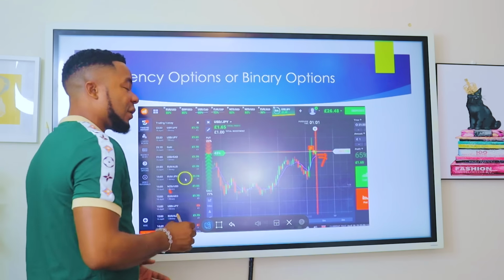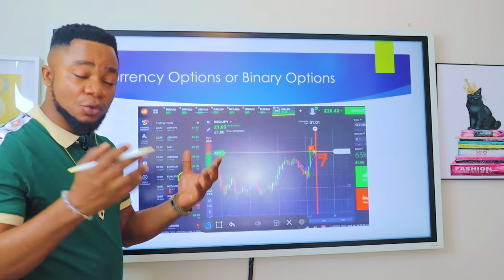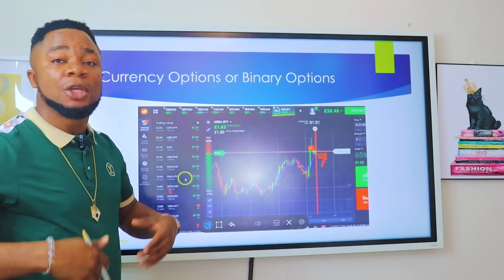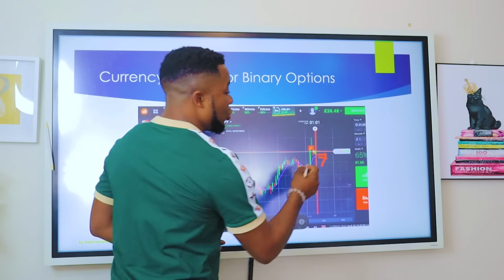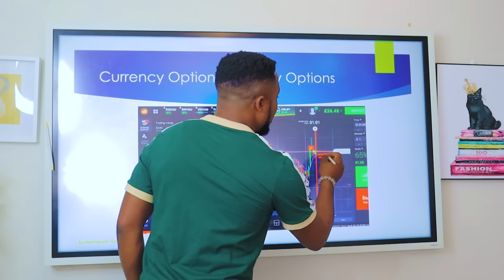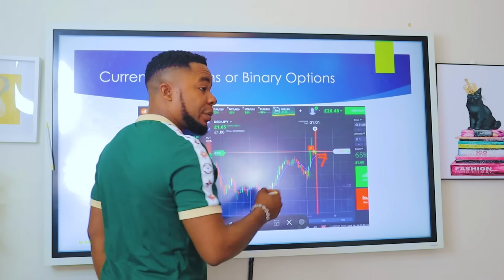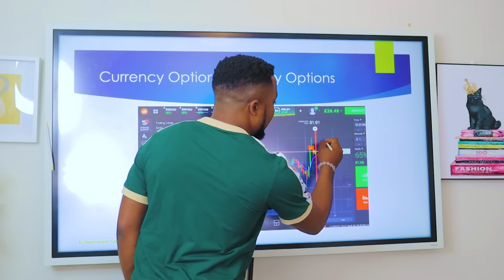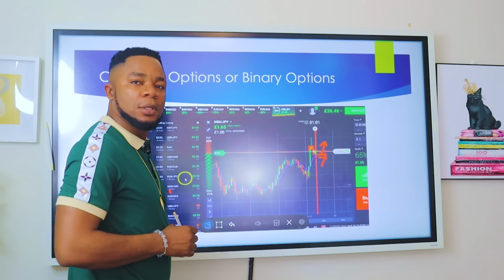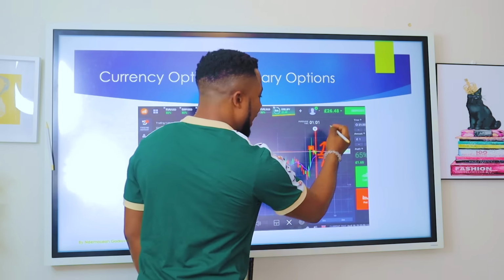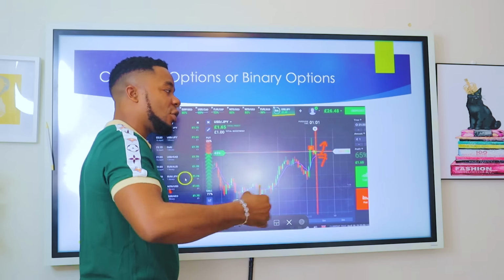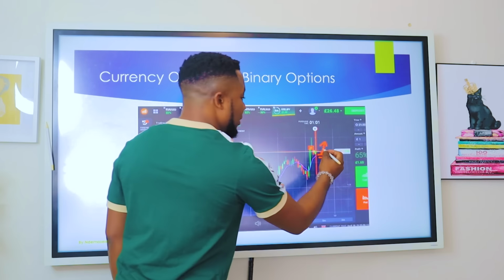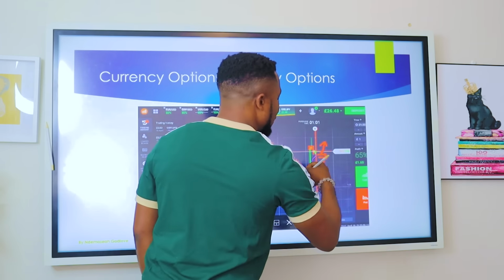And you choose a time frame, normally like you use on MT4 and anything. You choose a particular time frame, and let's just assume you choose 5 minutes. You predict that before the end of 5 minutes, this price is going to move from this particular level. It's going to go up.